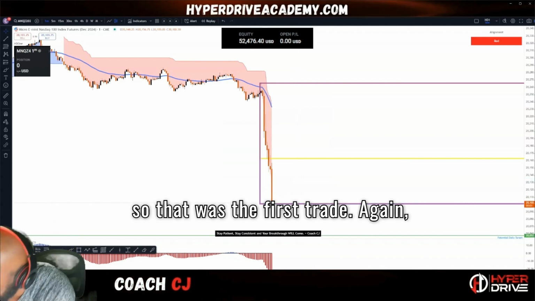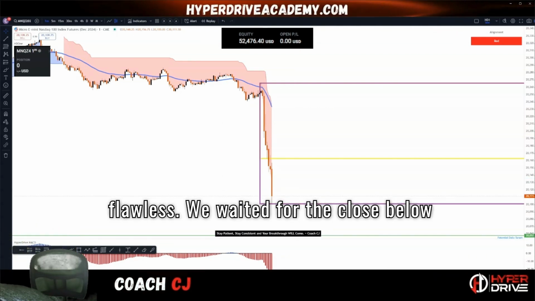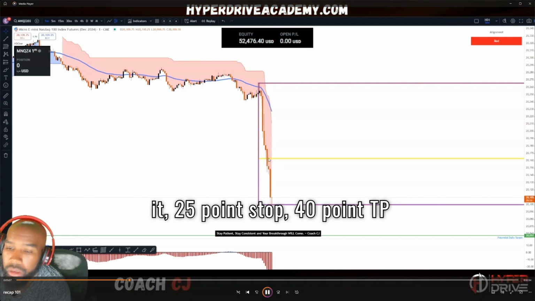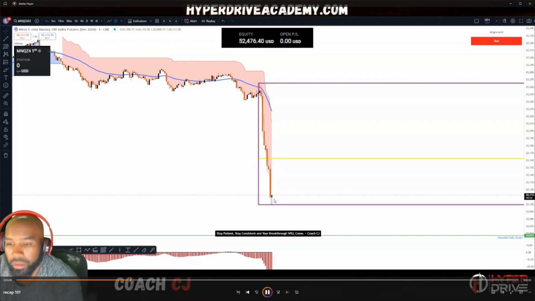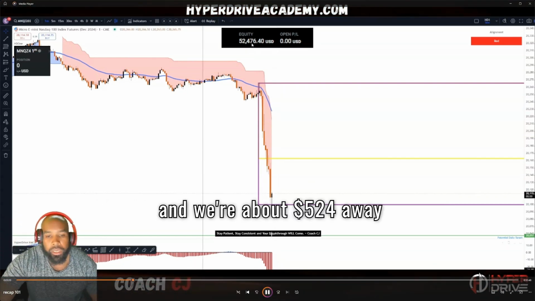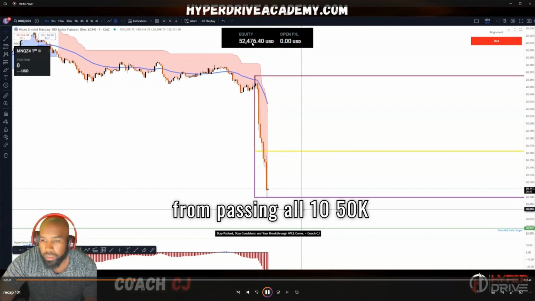So that was the first trade. Again, flawless. We waited for the close below the yellow line. It came back up, touched it. 25-point stop, 40-point TP, and we see that our balance has now grown, and we're about $534 away from passing all 10 50K accounts.